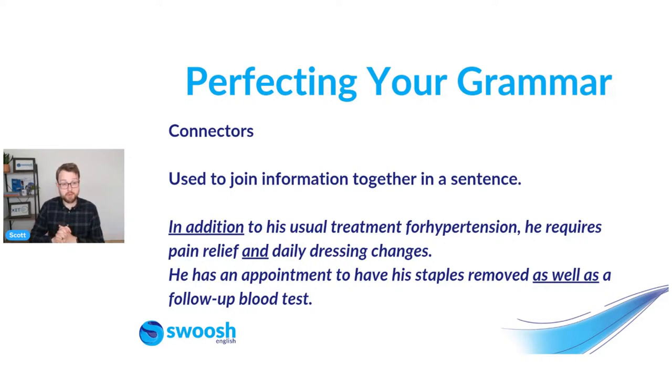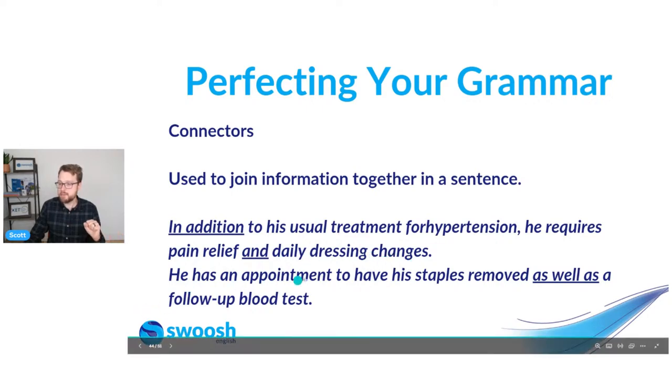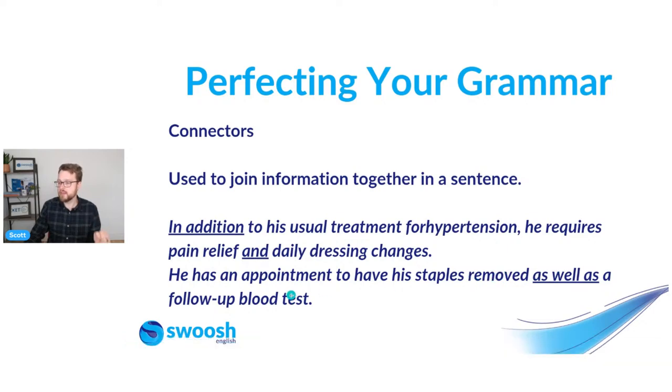So here's an example of a few connectors that we can use to create a flow of information inter-subsection or even intra-subsection, aka from one subsection to another. In addition to his usual treatment for hypertension, he requires pain relief and daily dressing changes. He has an appointment to have his staples removed as well as a follow-up blood test. So we've got "in addition," we've used "and," and we've used "as well as."